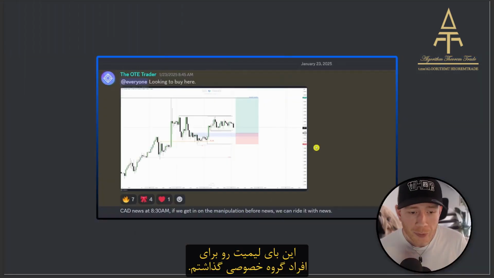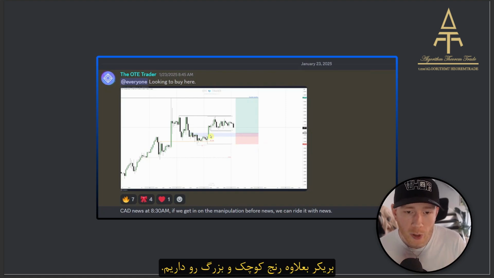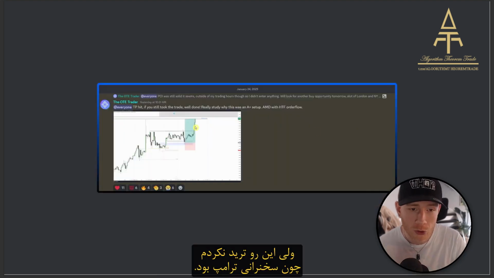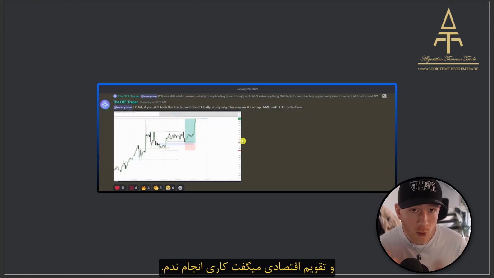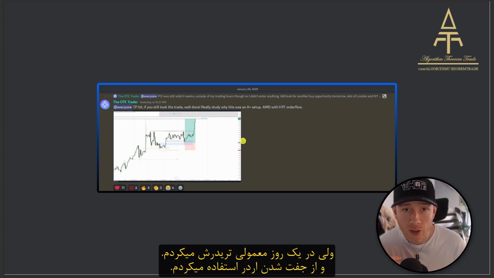Another example over here, right? This was a buy limit I sent in to my exclusive group. We had a breaker, right? And then again, smaller range within a bigger range, right? We're gonna break this down as well. Result, full TP hit. So I did not take this trade because Trump was speaking. So the economic calendar had something to do with me not executing. But if it was a regular day, I would have taken this trade. And it's all about the technique of order pairing.